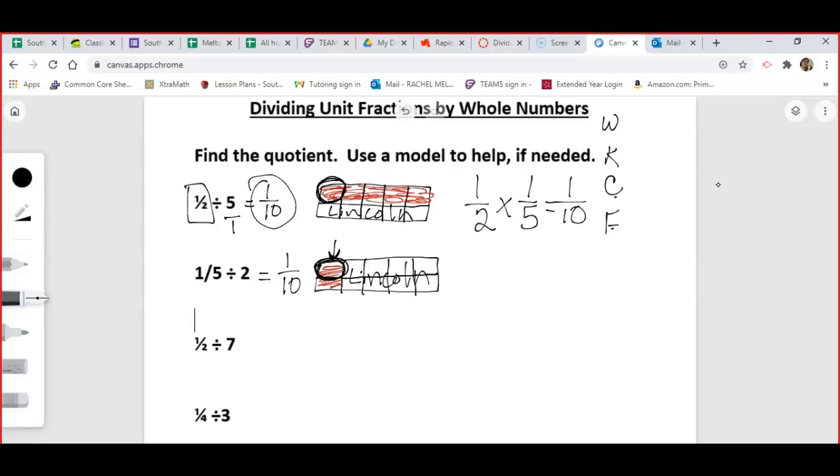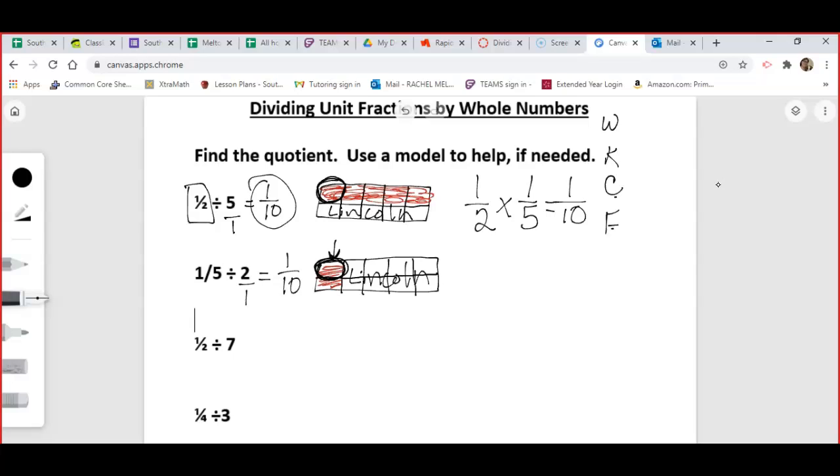Now, does the picture look the same as the last one? It does. That's totally okay, guys. The picture might look the same. The algorithm might look a little different. So we're going to keep our whole number. I'm sorry, I keep saying keep our whole number. We're changing our whole number.